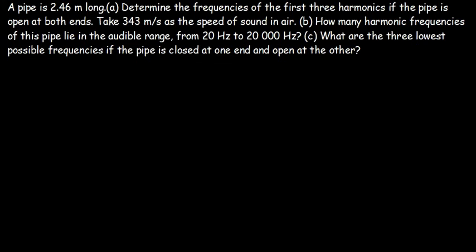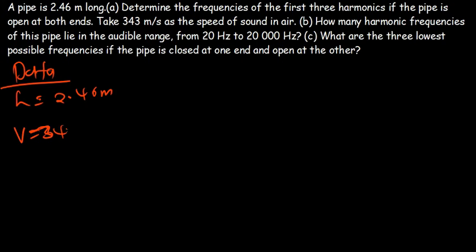So now let's go ahead and gather our data. From the information we have, I've been given that the length is 2.46 meters. The velocity is 343 meters per second. And we want to find the frequency. We have been told that we need to find the first 3 harmonics if the pipe is open at both ends.